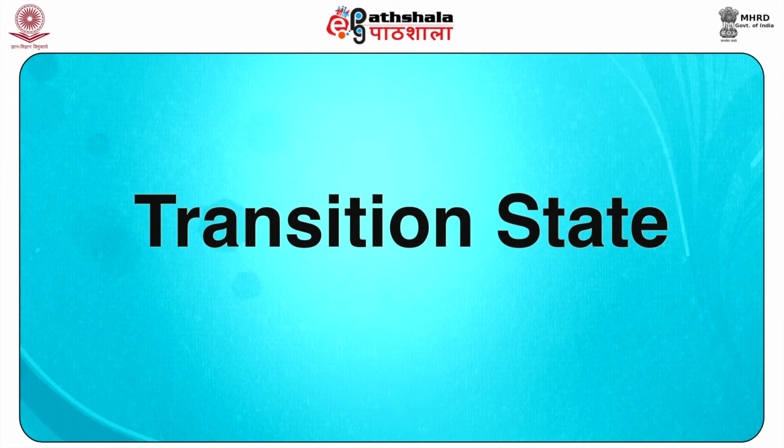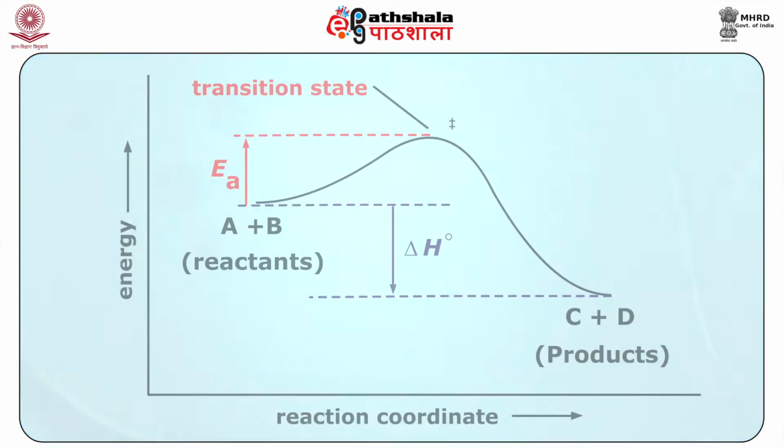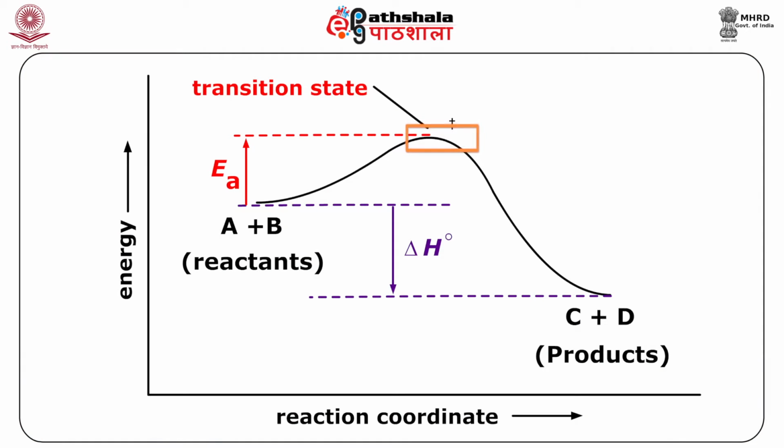Now, let us come to transition states. What is a transition state? A transition state is a configuration of maximum potential energy which reacting molecules must pass through. The transition state cannot be isolated, it is unstable and it is only a transient arrangement of atoms on the pathway from one intermediate to another. Transition state has high energy since old bonds start breaking to form new bonds.